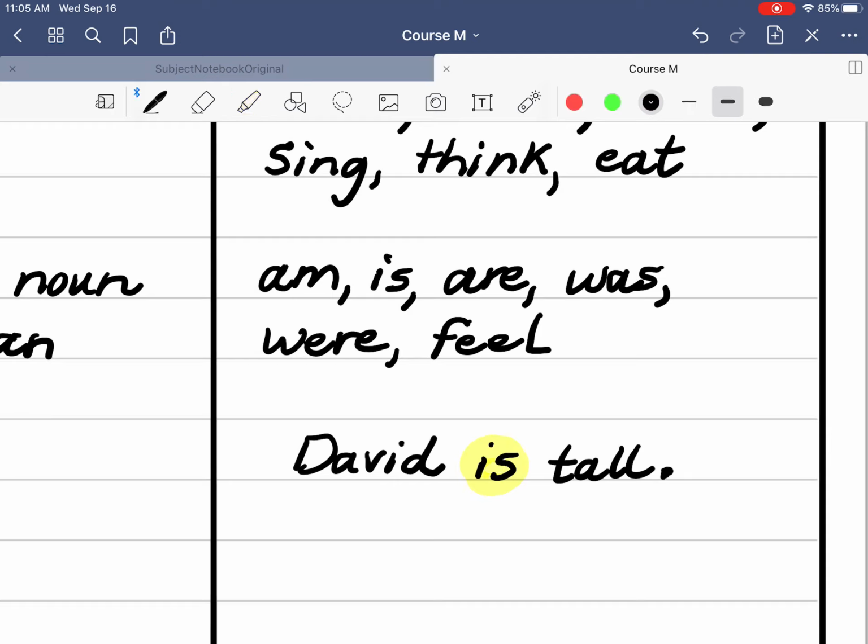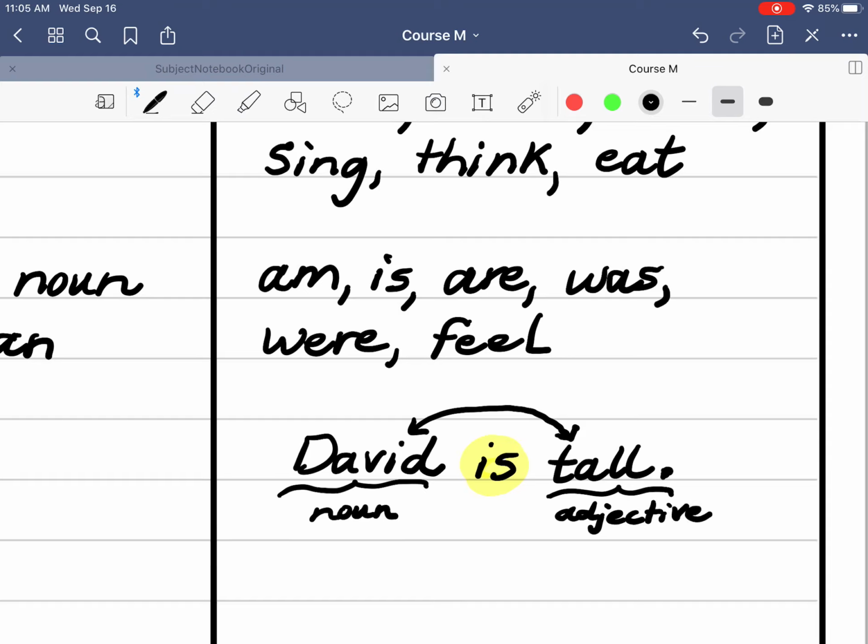So ask yourself, what is it linking? It's linking David to tall, that word that describes David. David is a noun. Tall is an adjective. It tells me what kind of man David is. You see that that linking verb is holding those two together.